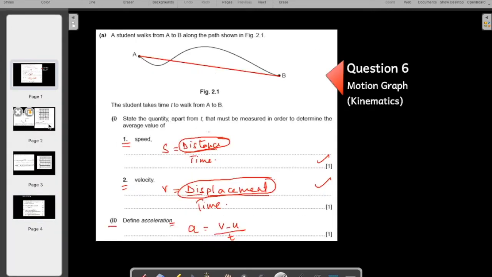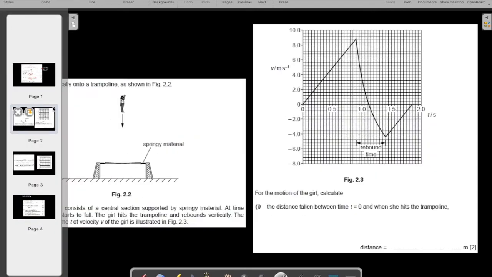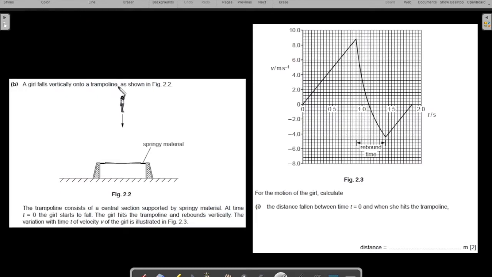Now that we have solved the first part, let us move to the second part of the question, which says, a girl falls vertically onto a trampoline as shown in the figure below. The trampoline consists of a central section supported by springy material. At time t is equal to 0, the girl starts to fall. So where is the girl at time t is equal to 0? At time t is equal to 0 seconds, the girl is at the topmost position.